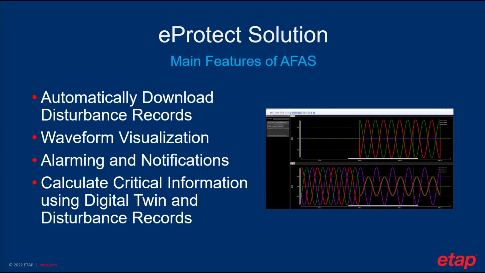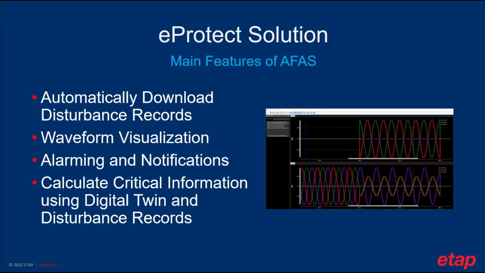For the AFAS solution, we automatically download disturbance records. We have waveform visualizations, alarming and notifications. So you get an email, let's say, if there's a fault on a line and we've downloaded a disturbance record or a ComTrade file. And then we calculate critical information using the digital twin plus the disturbance records.